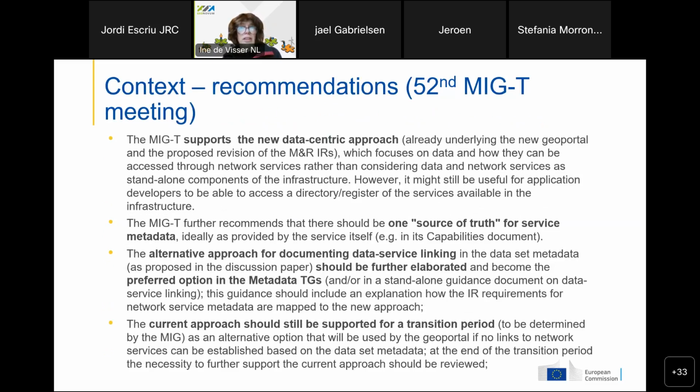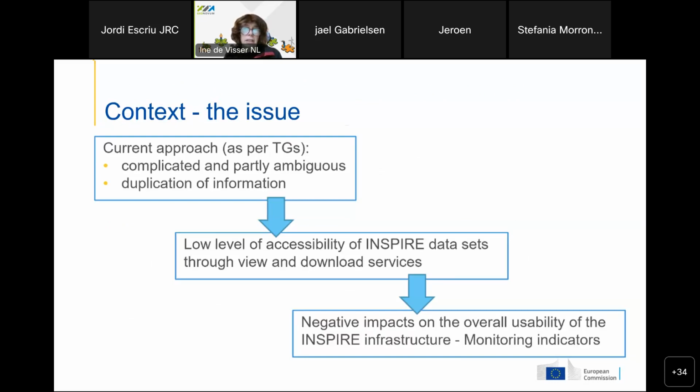The MIG-T supports a new data-centric approach, instead of the current approach where network services and datasets are more or less the same. Also, the MIG-T recommends that there should be one source of truth for service metadata, so not standalone metadata and capabilities together. Summarized, the current approach is too complicated. The result is a low level of accessibility of INSPIRE datasets through view and download services, and that has a negative impact on the overall usability of the INSPIRE infrastructure.